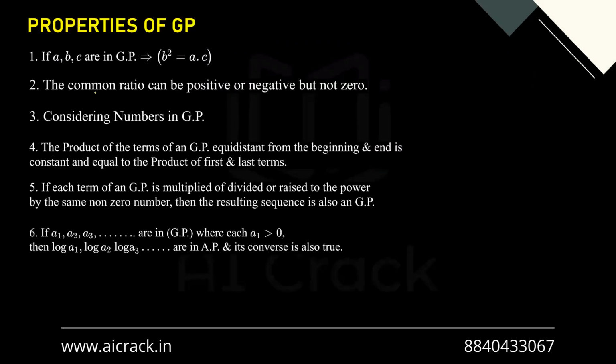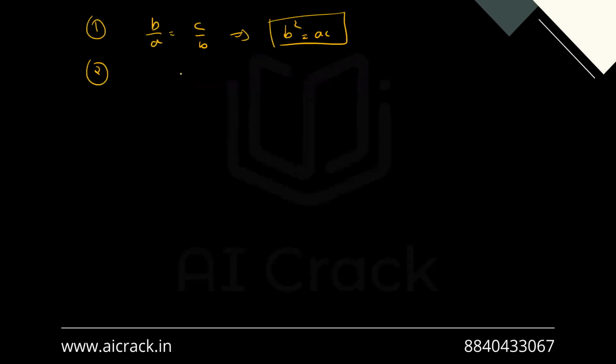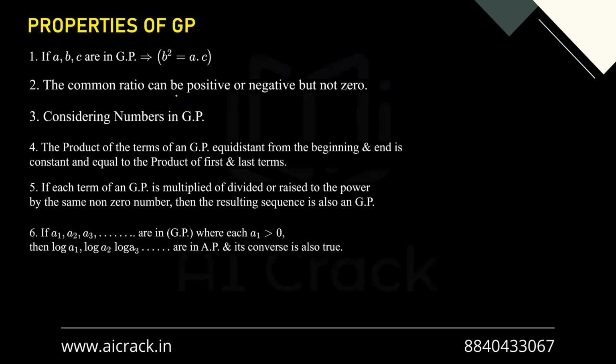Now the second one is the common ratio can be positive or negative but not zero, because if the common ratio is 0, in that case the first term is A, then the second term would be 0, the third term would be 0, fourth term would be 0, and similarly the rest of the terms would be 0. Now if I try to divide this term and this term to find out the common ratio, that would give me 0 by 0. That is not possible, right? Because this is not defined, so we cannot define the R value over there. So that is why it cannot be 0. It can be positive or negative, but it cannot be 0.